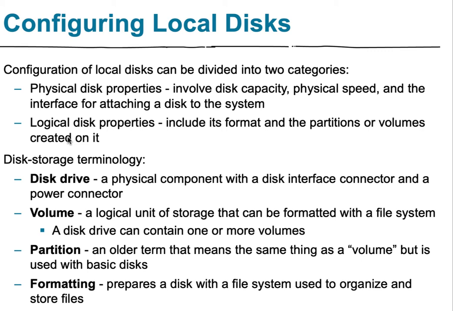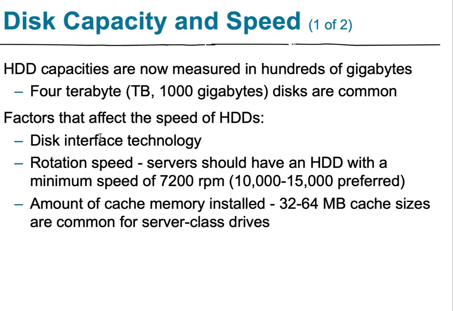Formatting. Before an OS can use a volume, the volume must be formatted. Formatting prepares a disk with a file system used to organize and store files. There are different format standards, and the format you choose for a disk depends on how the disk will be used. The disk capacity you need depends entirely on how the disk will be used. Will it be a system disk for storing the Windows operating system and related files, a file sharing disk, a disk storing a database, or maybe one that stores virtual machines? Perhaps you plan to have a combination of uses, but in general, distinct types of data should be kept on separate disks so that you can optimize some of the disk's logical properties for the type of data it will store.